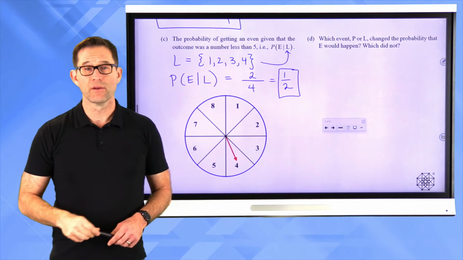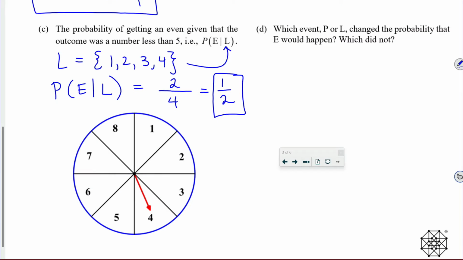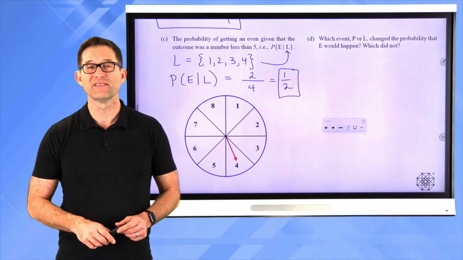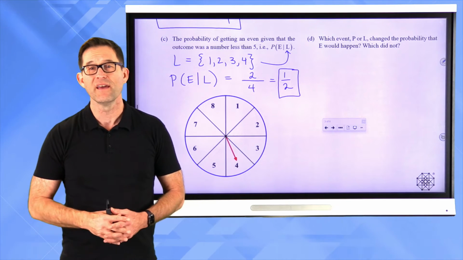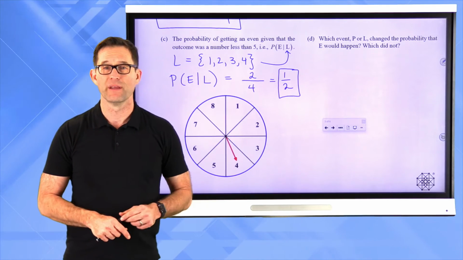So now let's take a look at letter D. Which event, P or L, prime or less than 5, changed the probability that E would happen? Which did not? Well, this should be pretty easy. Why don't you go ahead and take a look at our answers to A, B, and C, and you should be able to answer D pretty easily.